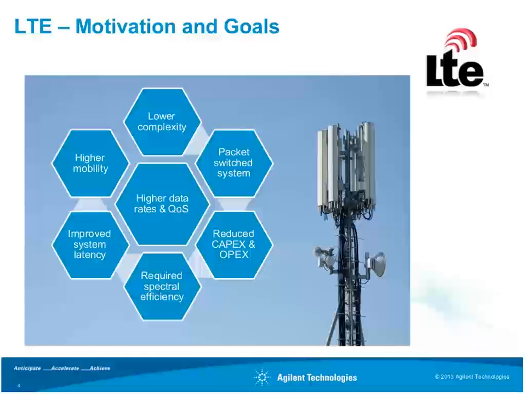Some of the significant requirements for LTE are the higher mobility with access across the network at up to 350 kilometers per hour, and improved latency, which is down from 150 milliseconds for UMTS down to 10 milliseconds, because of the effect that it has on the user's experience, particularly in some of the voice applications like voice over IP and other latency sensitive applications like gaming. And then there are required spectral efficiency numbers, hoping to get something like three times improvement over what HSDPA was.